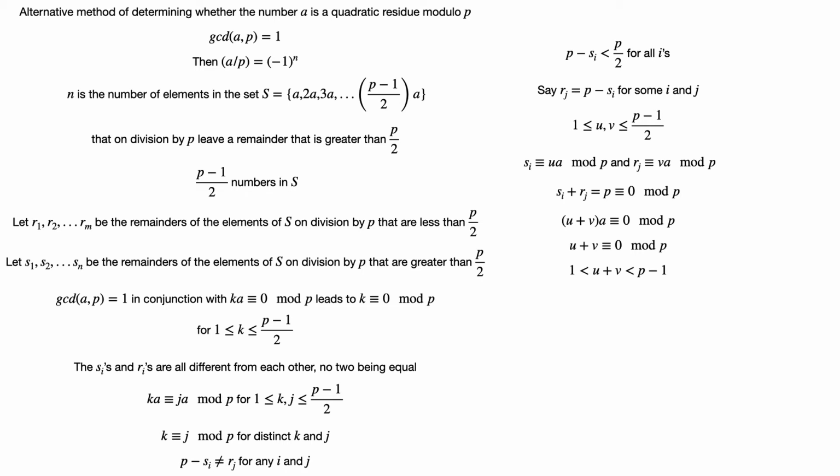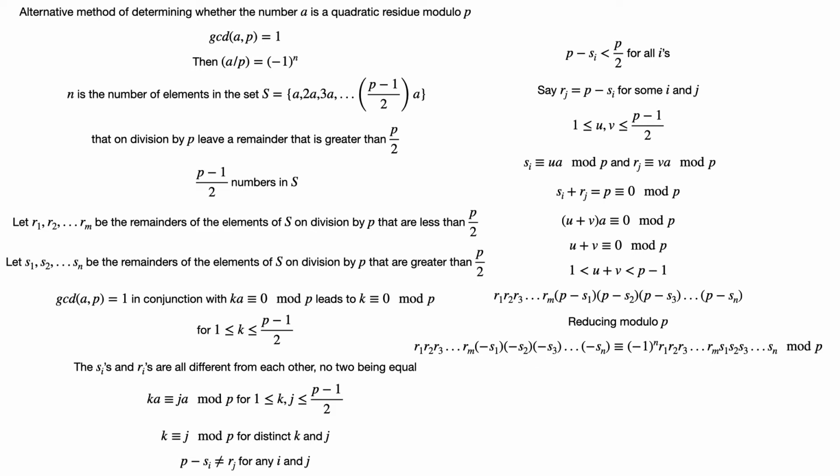We are now fully equipped to prove Gauss's lemma. We consider the product r1, r2, r3, all the way up to rm, multiplied by (p minus s1), (p minus s2), (p minus s3) and so on all the way up to (p minus sn). Reducing this modulo p, we have that it is congruent to r1, r2, r3, all the way up to rm, into negative s1, negative s2, negative s3, all the way up to negative sn, which is congruent to (-1)^n into r1, r2, r3, all the way up to rm, into s1, s2, s3, all the way up to sn mod p.